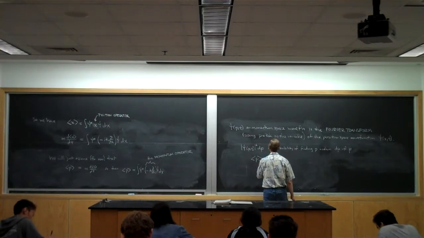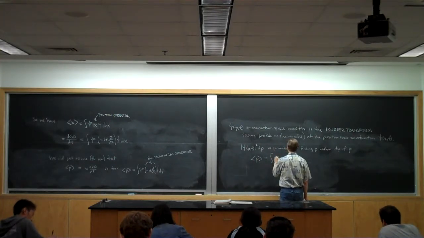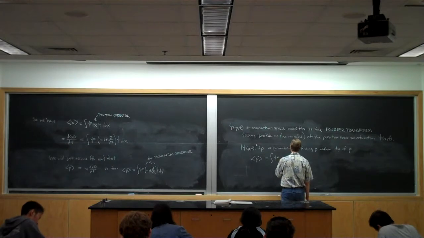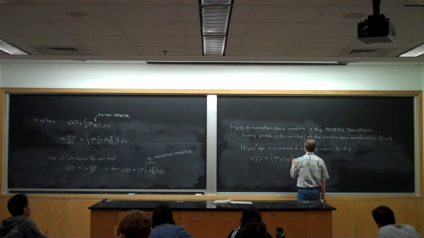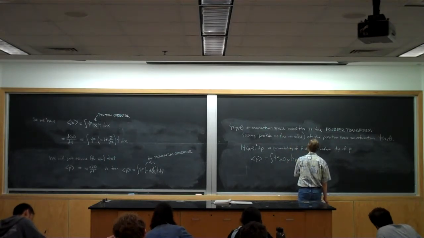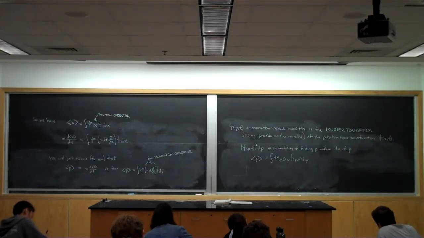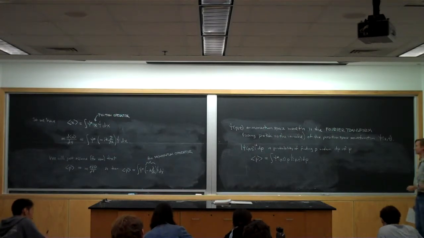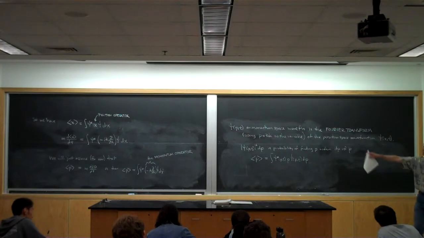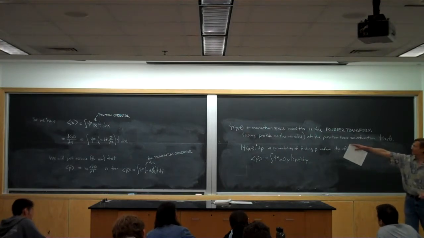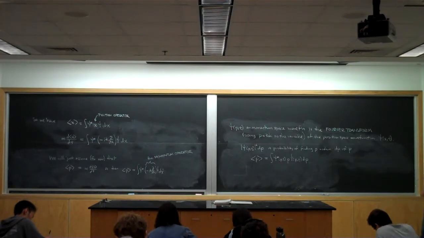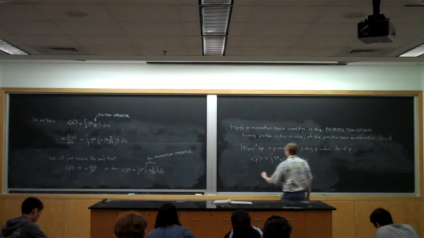And in fact, in momentum space, the momentum operator is nice and easy. The momentum operator is simple multiplication by p. The expectation value of p is just the integral of psi star p psi dp. Just like in position space, the expectation value of x is psi star x psi dx. In momentum space, it's psi star p psi dp.